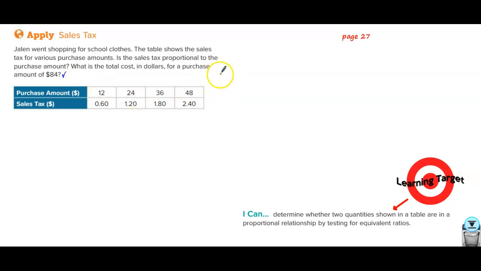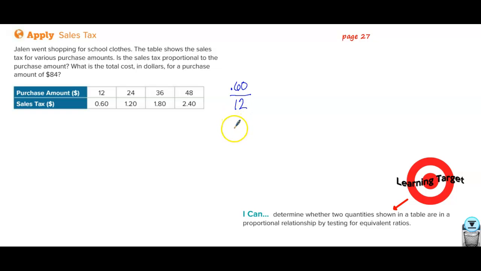Well, here's what we need to do. You need to take each of these dollars. Well, let me do a word fraction on this one. We want to know sales tax to the purchase amount. So we're going to be doing sales tax per dollar.